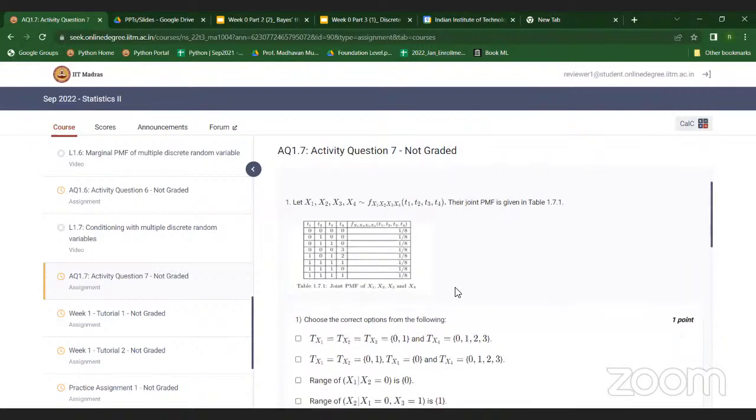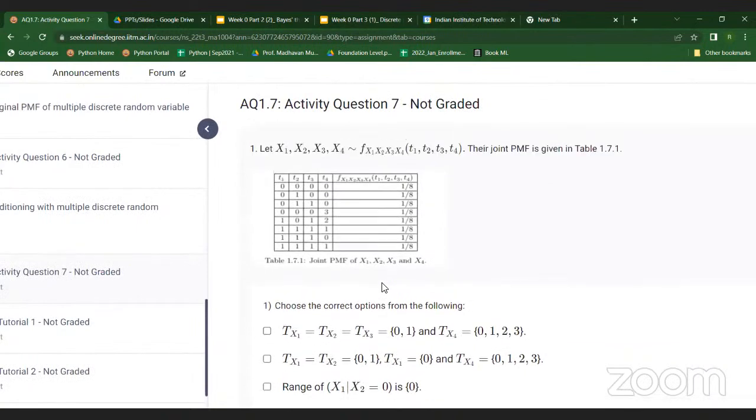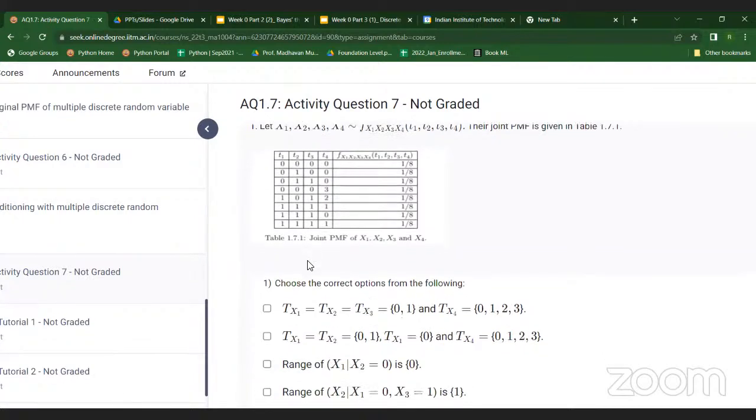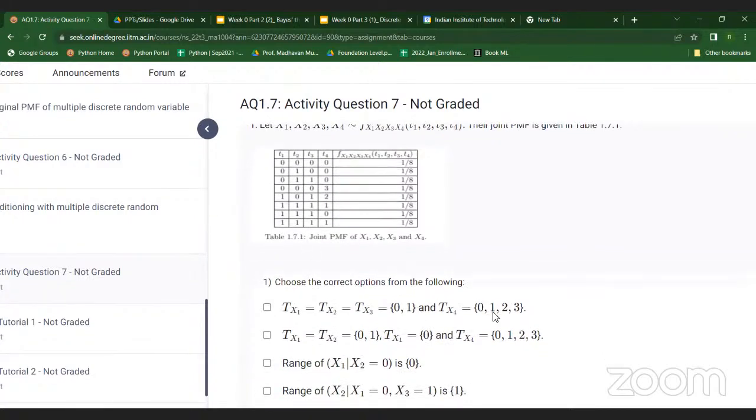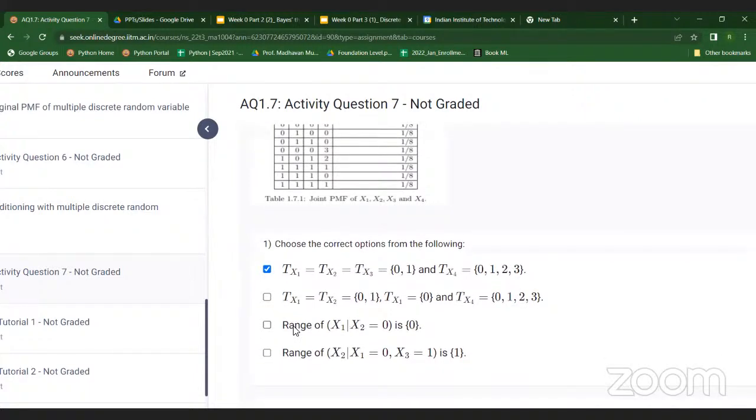What is the correct option? tx1, tx2, tx3 is 0, 1. tx1 is 0, 1, tx2 is 0, 1, tx3 is also 0, 1. Yeah, it's correct. But for tx4, it's 0, 1, 2, 3, 4. Yeah, it is correct. First option is correct. tx1 is not 0, so the second option is not correct. Range of x1 given x2 equals 0 is 0.